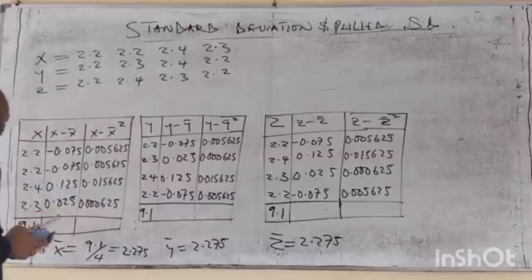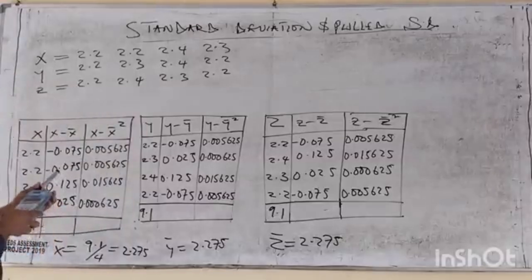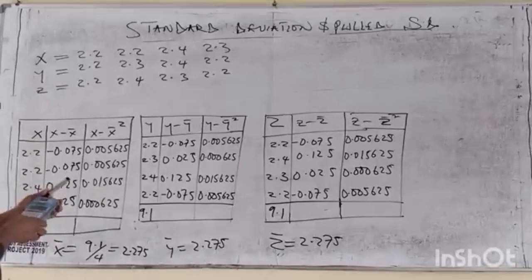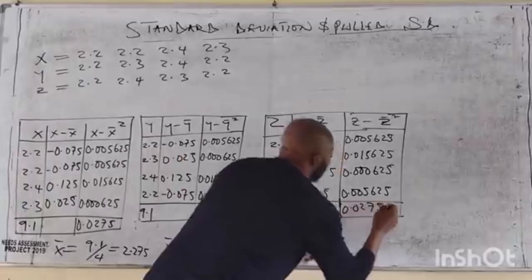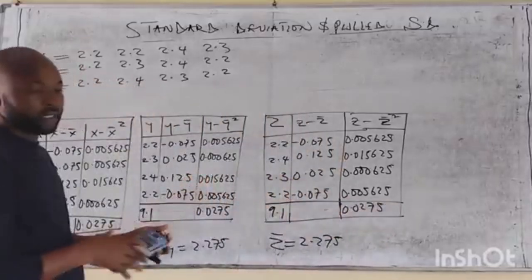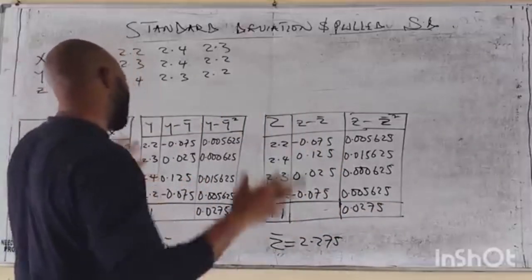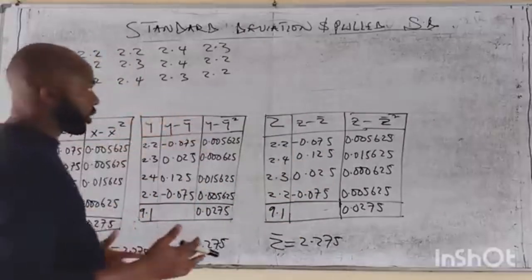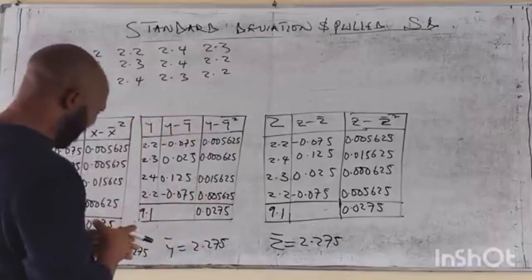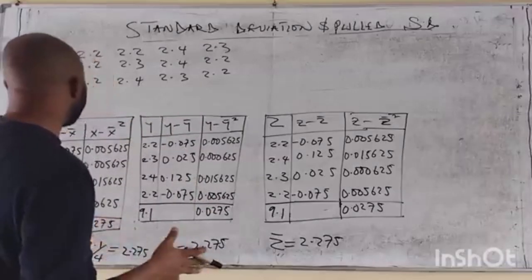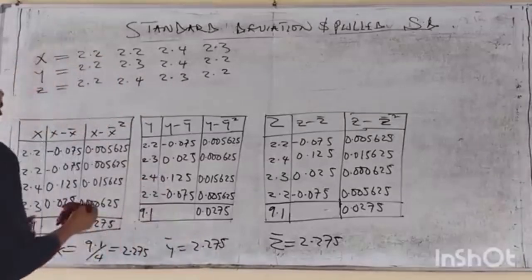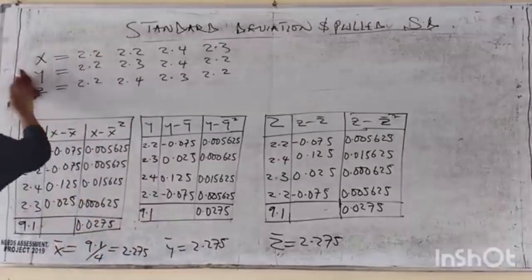So let's proceed. 0.005625 plus... So this is the summation of our x minus x bar squared, y minus y bar squared, z minus z bar squared. So I have to put it into the formula now and proceed. I can take this out, but remember, don't forget what we've been doing so far, so that we'll be in alignment with the necessity.